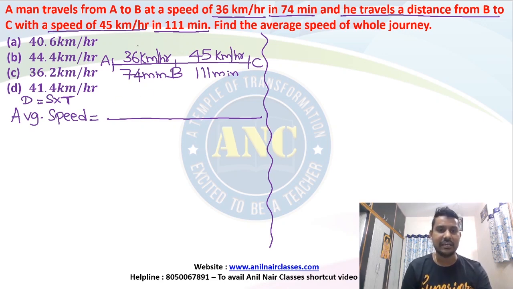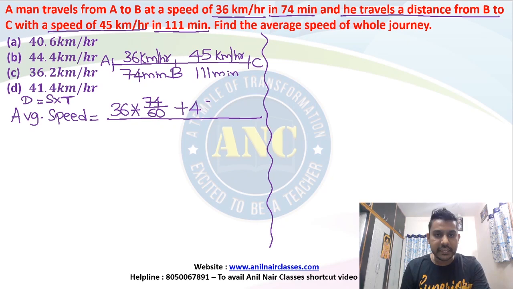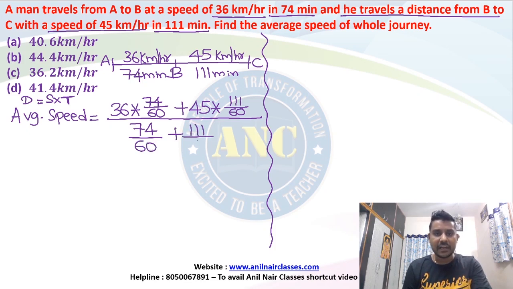So I can say that distance is 36 kilometers per hour multiplied with the time, which is 74 minutes, or it is 74 divided by 60 hours. Okay, this is one part of the distance. The next part of the distance is speed 45 kilometers per hour, time is 111 minutes, which is 111 divided by 60 hours. So total distance we have written in the numerator right now. Total time is nothing but 74 divided by 60 hours plus 111 divided by 60 hours.